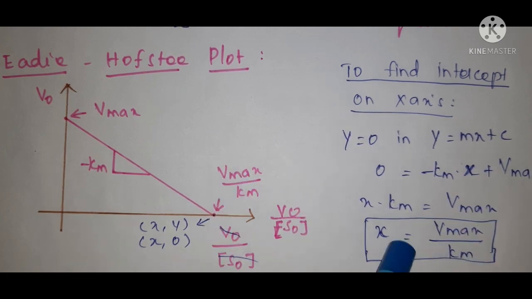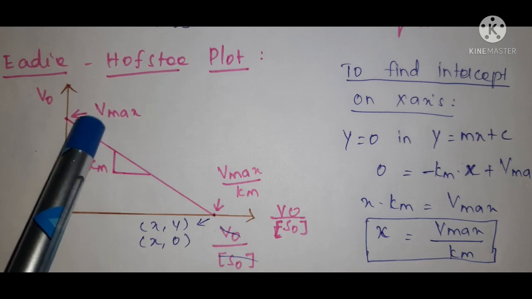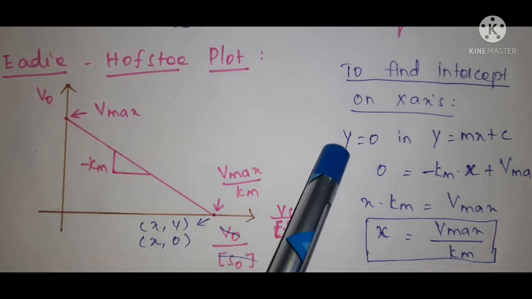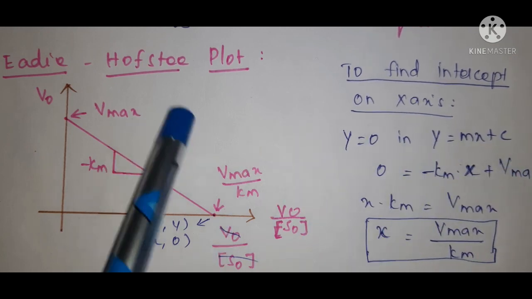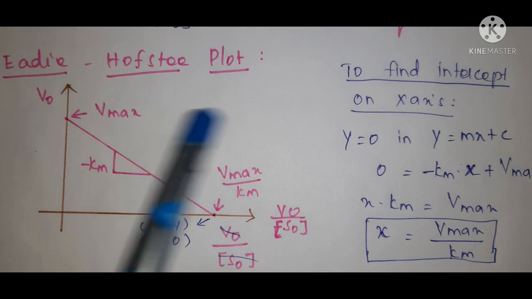Like this, you can also calculate the y-intercept. To calculate the y-intercept, you have to put x equal to 0 in your linear equation. If you solve like this, you will get y is equal to V max.